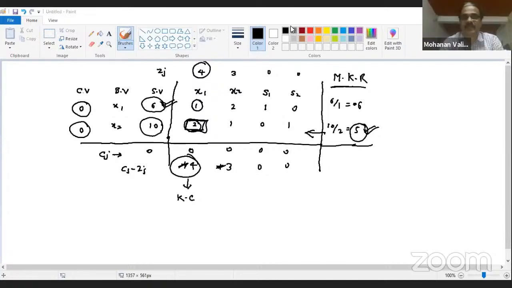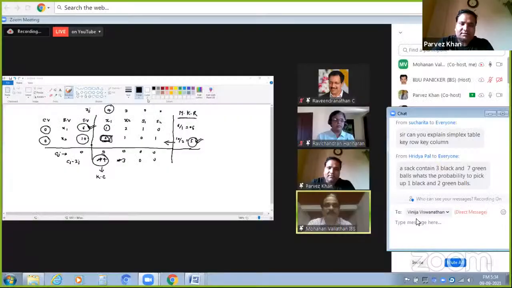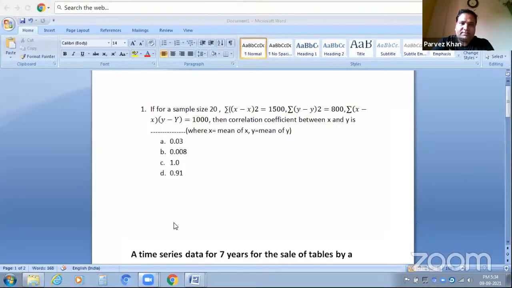Sir, shall I share one question now in this regard? I think maybe relating to that one. Which one? Sir, this one, this question. This was asked in the CAB examination. I'm not sure whether this is relating to the correlation coefficient.